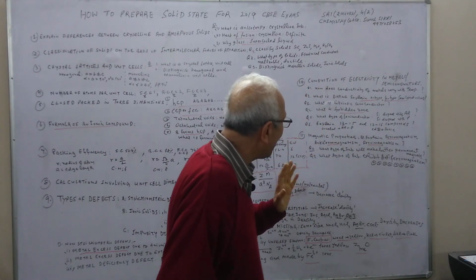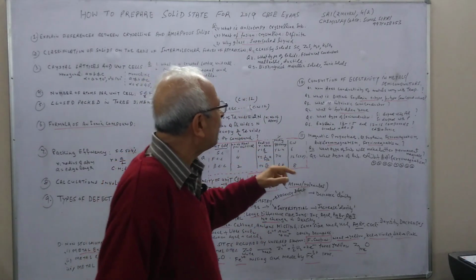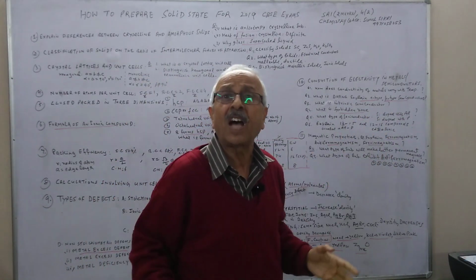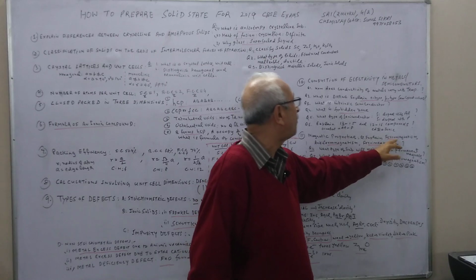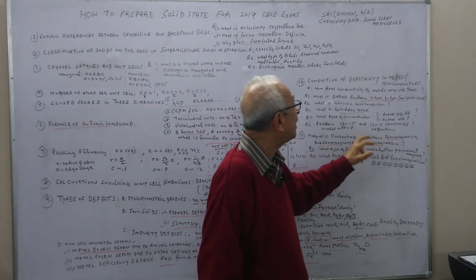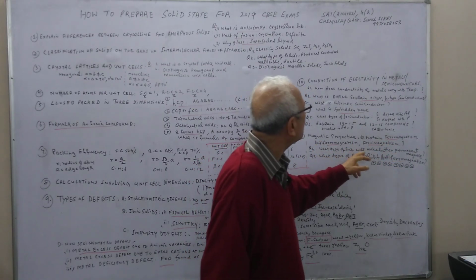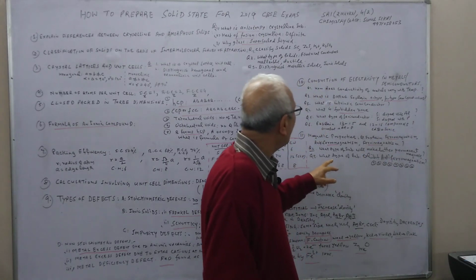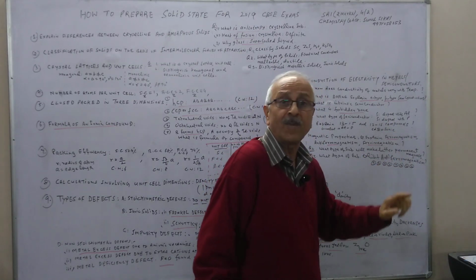Then I am talking of the magnetic properties. In the magnetic properties, simple definitions are even asked in the examinations. Here I am talking of what is paramagnetism, what is ferromagnetism, what is antiferromagnetism, what type of substance will make a better permanent magnet, and what type of substance is antiferromagnetic.